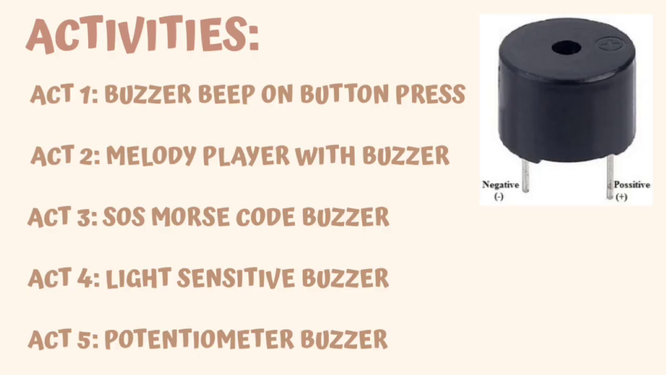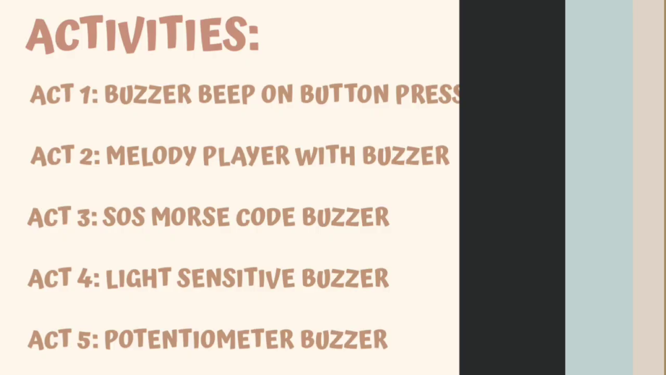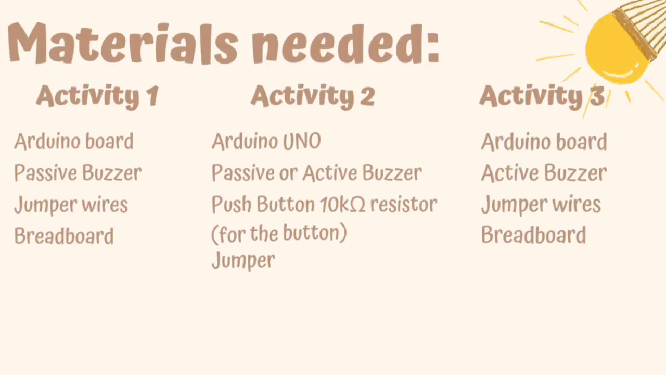Activity 3, SOS Morse code buzzer. In this activity, the buzzer will play an SOS Morse code. Activity 4, light sensitivity buzzer. With the reaction of light, depending on how bright it is close to the light sensor, it'll play the buzzer. And activity 5, potentiometer buzzer. When twisted, it depends on how loud the buzzer will play. These are the materials needed for each activity below.